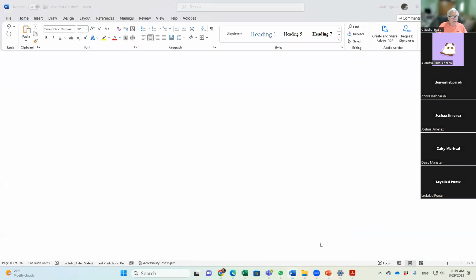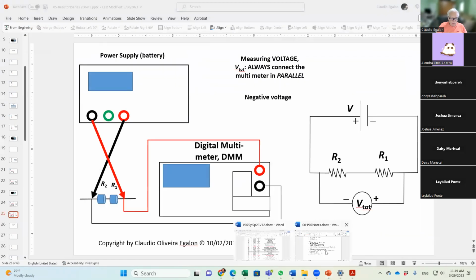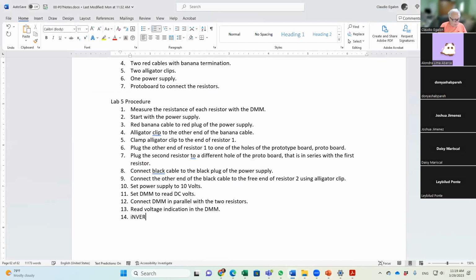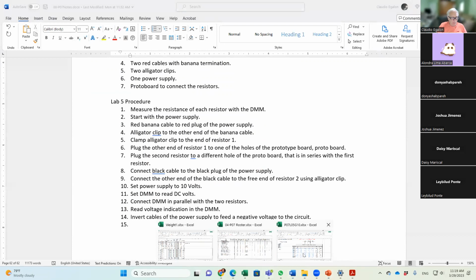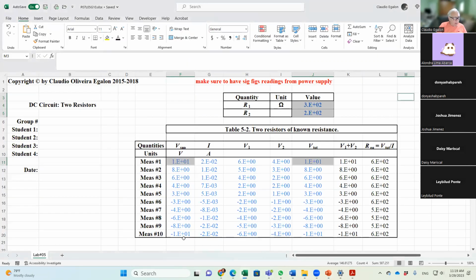I'm gonna close this one, I don't need that anymore. Invert the cables of the power supply, not to read, but to feed a negative voltage to the circuit. So what's that measurement all about? Well, it's here in my spreadsheet. See, minus 10 volts here, minus 10 volts is here as well.